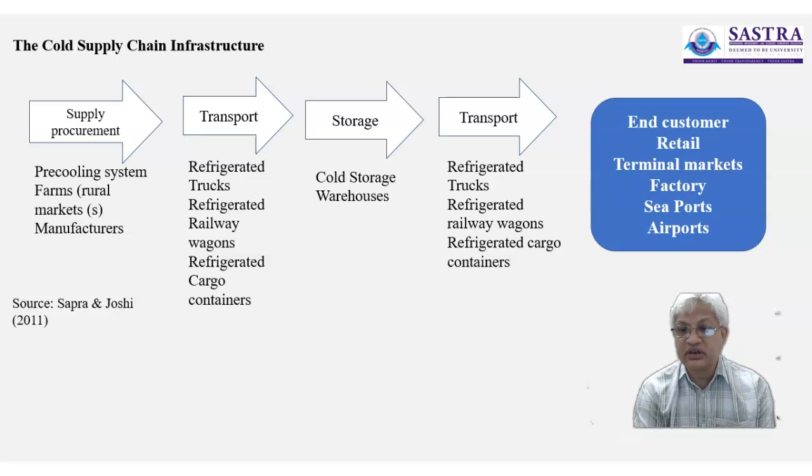In storage, well, certain activities happen. So here what we require from the part of cold supply chain infrastructure is cold storage warehouses. And finally, all the activities that is done in the warehouse has again to be transported using refrigerated trucks, rail and refrigerated cargo containers that reaches the end customers. The end customers list can encompass all the different businesses.